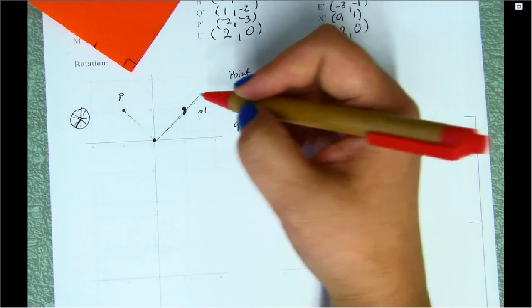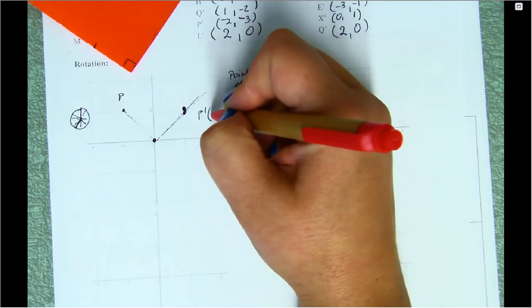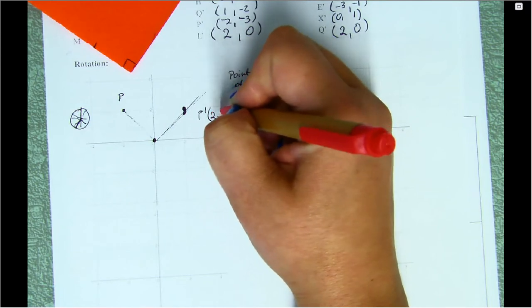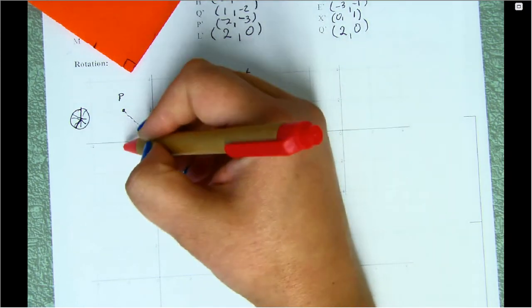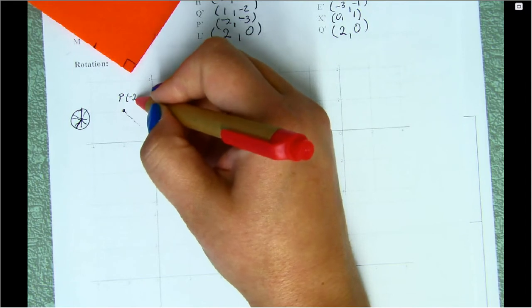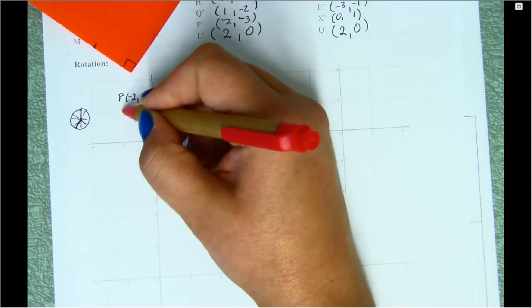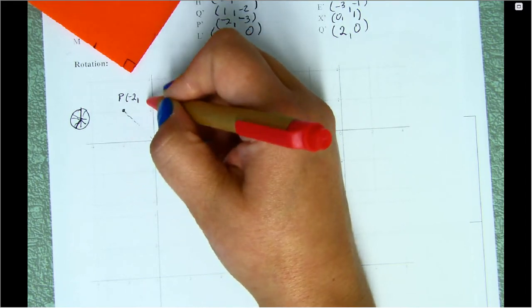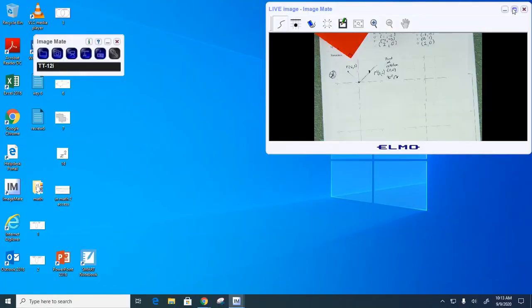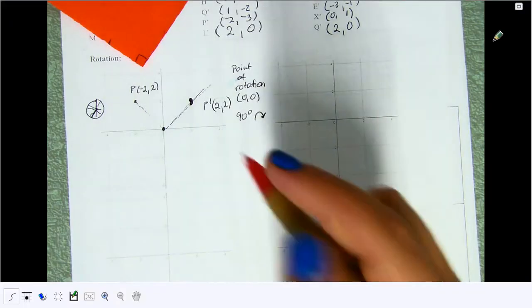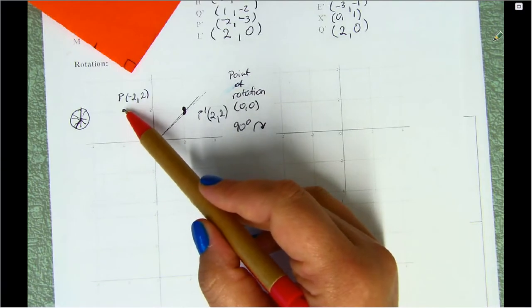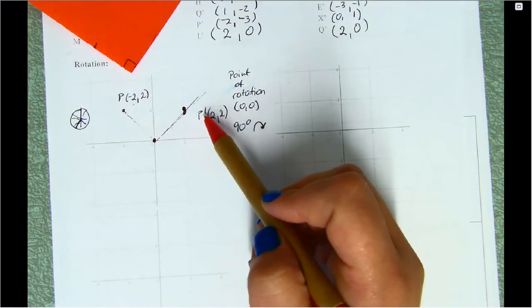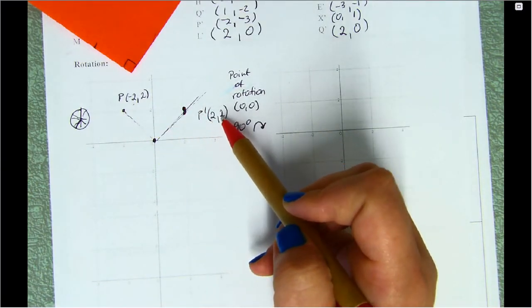Okay. So this point prime should actually be at 2, 2. It was at -2, 2. It's going to be at 2, 2. So the pre-image is at -2, 2, and the image is at 2, 2.